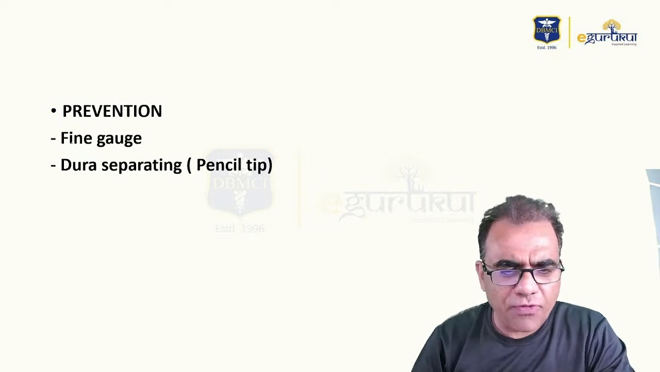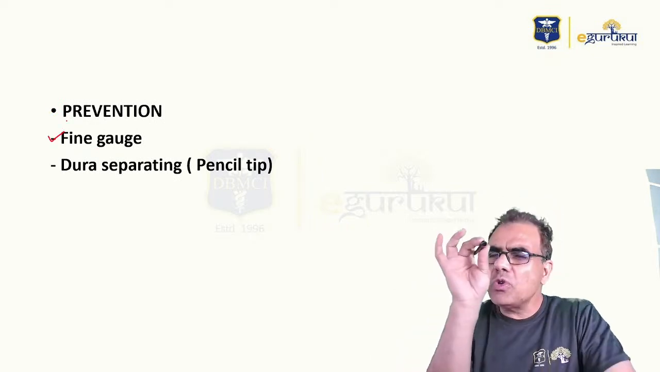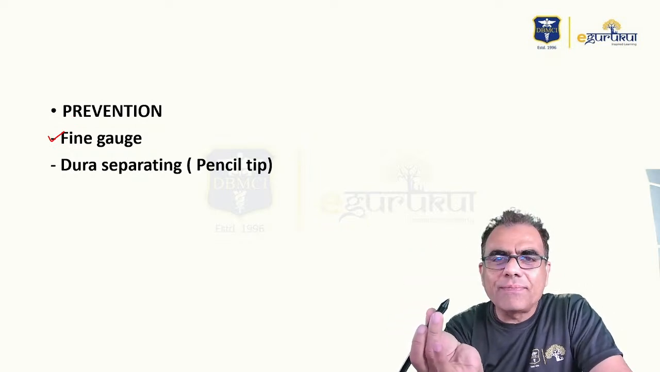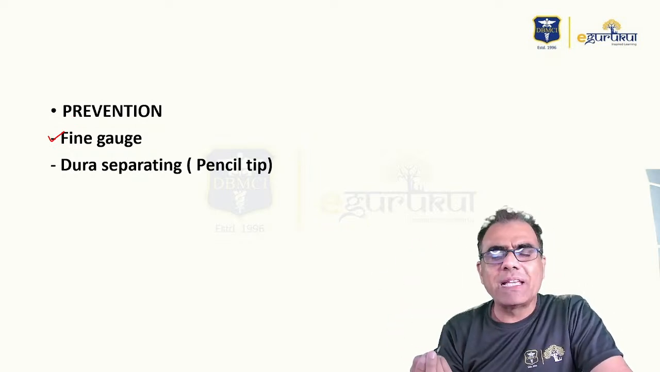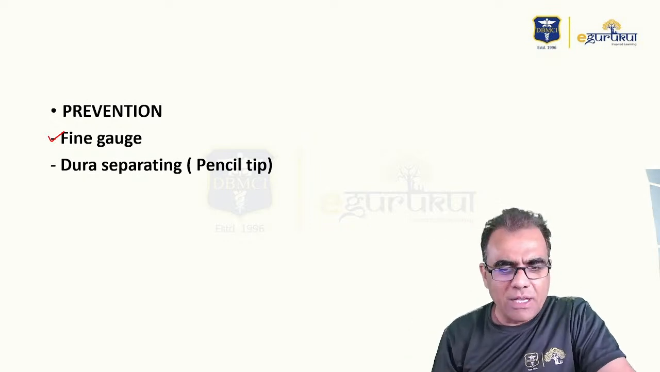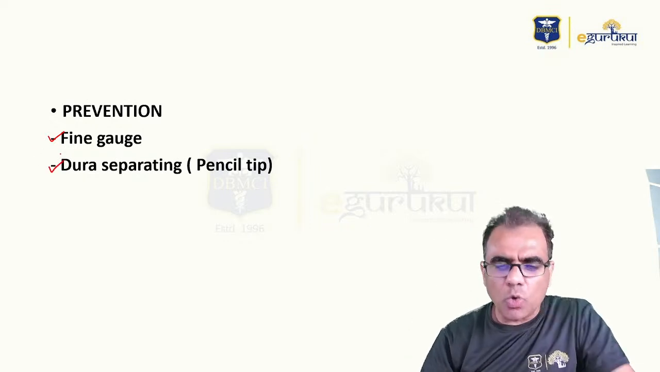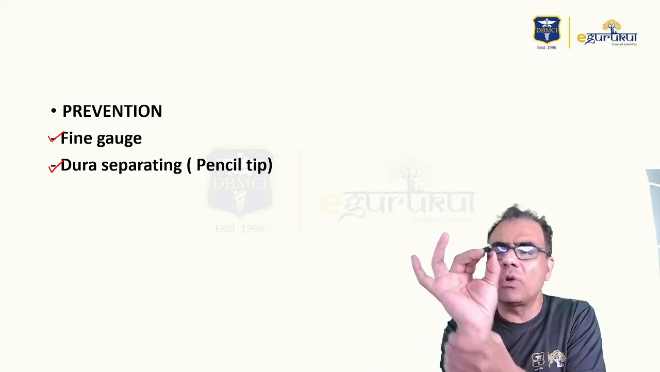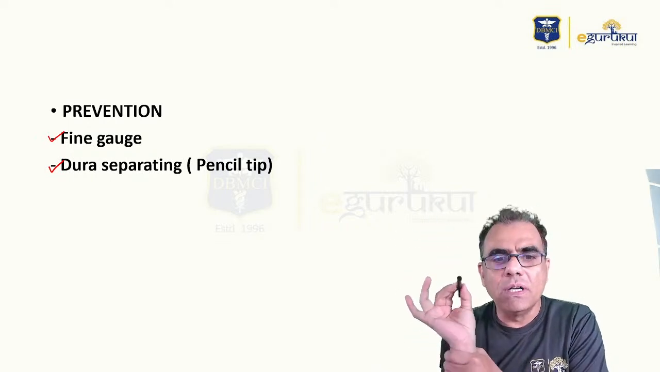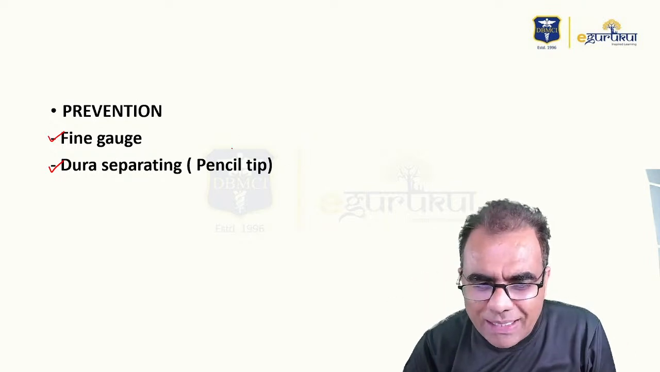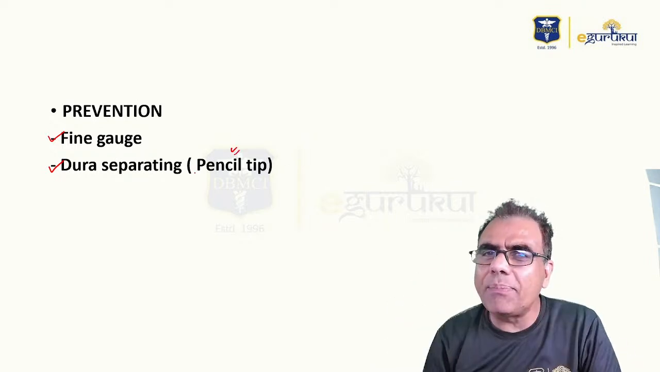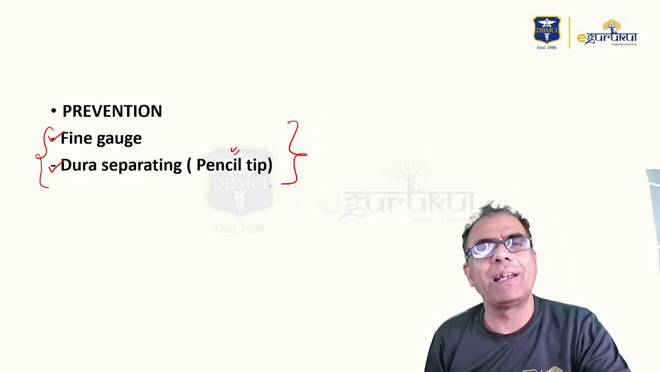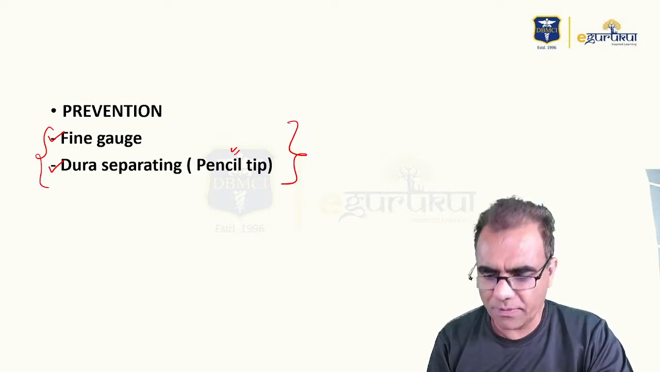Prevention: use fine gauge needles. If you use a very fine gauge spinal needle, obviously damage to dural fibers will be less, so loss of CSF will be less, and post-spinal headache will be less. Or there are two types of needles. Dura-separating needles just separate the dura; they will not cut the dural fibers, because the tip is like a pencil tip. So if you use pencil tip needles and fine gauge needles, the incidence of post-spinal headache can be drastically reduced.